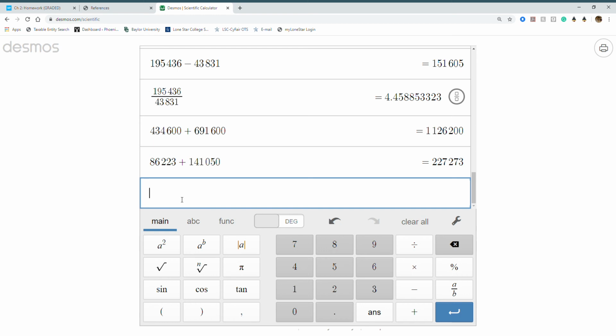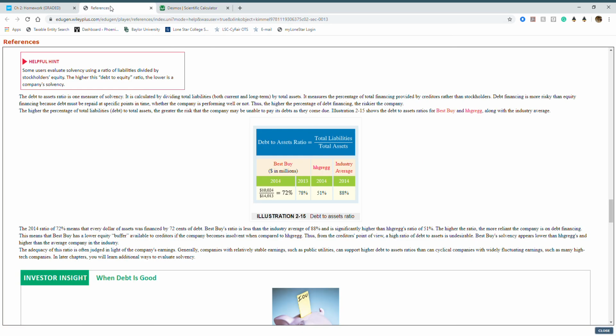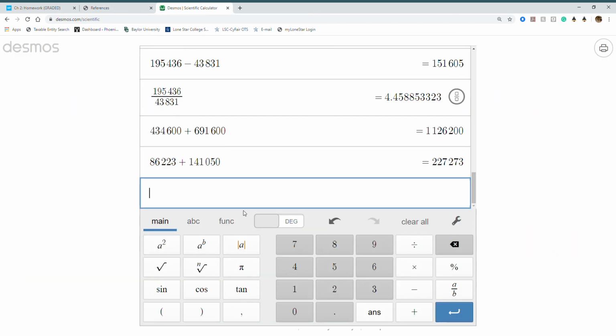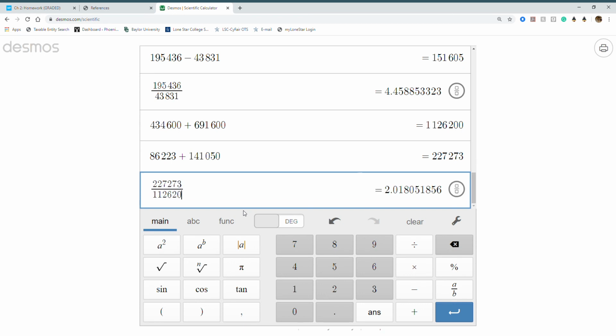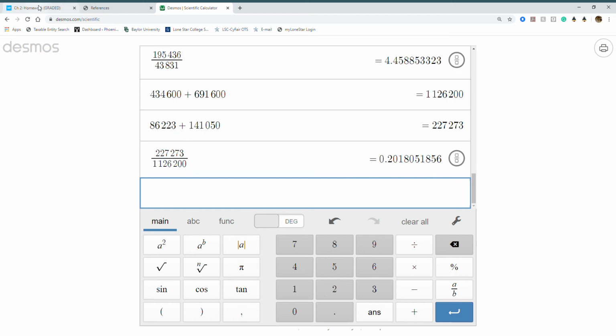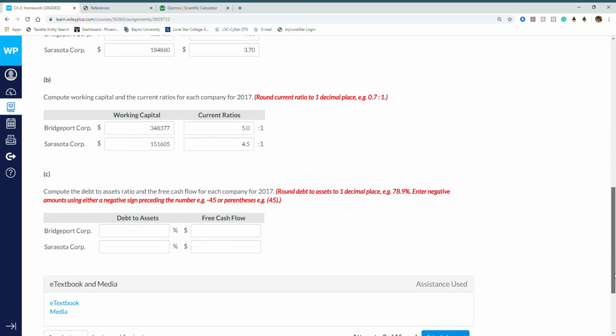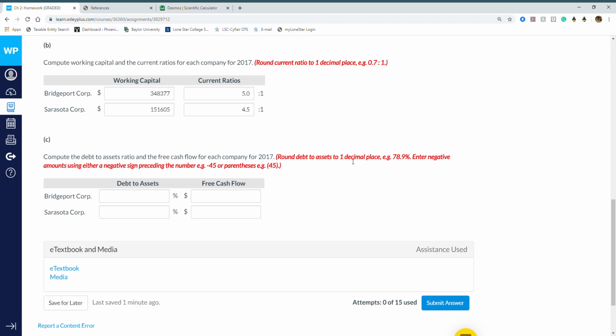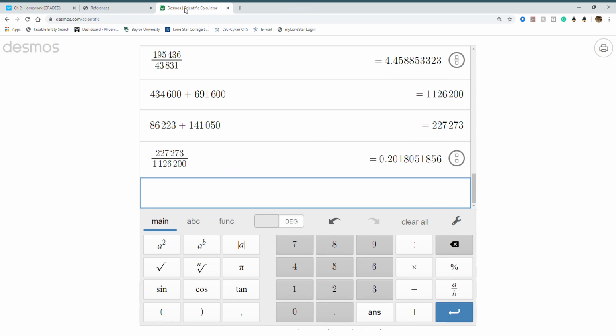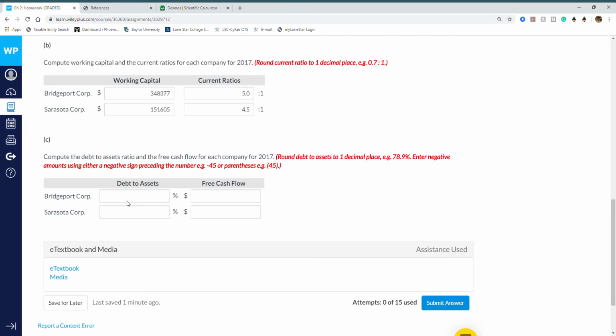There we go. And again, all we do is take our total liabilities, divide by our total assets, and always double check your formulas. Total liabilities divided by total assets. So 227,273 divided by 1,126,200. Boom. They're going to ask us, let's see how they want. Okay. Round debt to assets to one decimal place, e.g. 78.9%. And then enter negative amounts, either as negative or parentheses. Okay. So that's going to be 20.2%. Okay, there it is for Bridgeport.